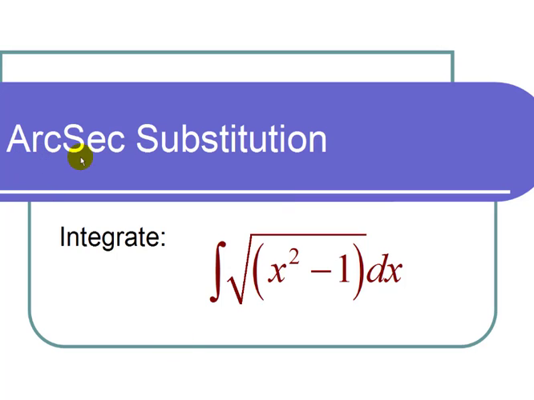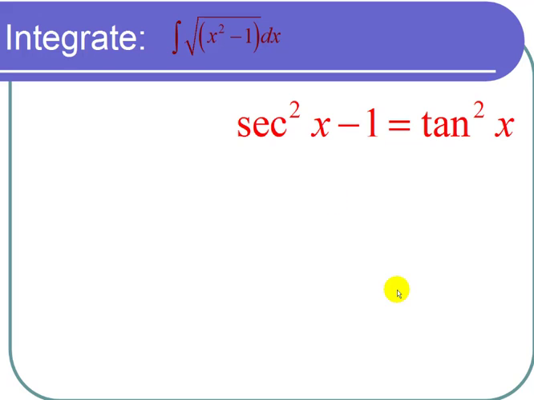This is a video on using arcsecant substitution. The question is to integrate the square root of x squared minus 1 dx. The technique I will use is the trig formula secant squared of x minus 1 is equal to tangent squared of x.